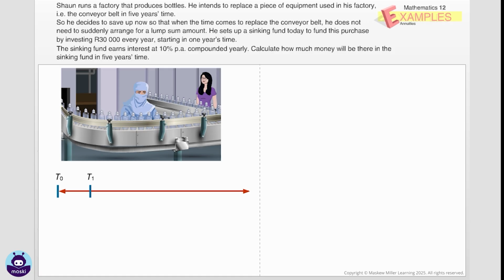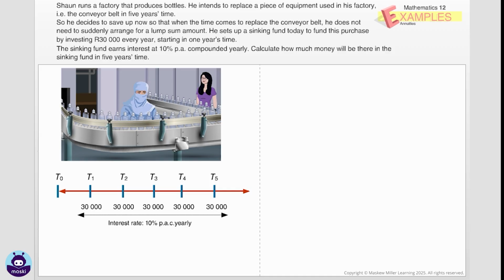Let us use a timeline to summarize the given data. Sean starts investing in 1 year's time, so the investment will happen at T1, that is, the end of the first year. He further invests 30,000 Rand at T2 and T3, and so on until T5. Note that the sinking fund earns interest at 10% per annum compounded yearly.